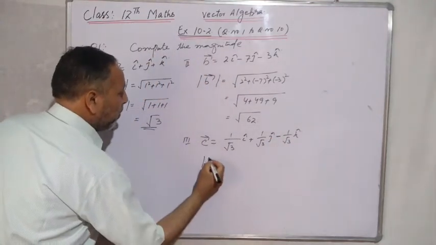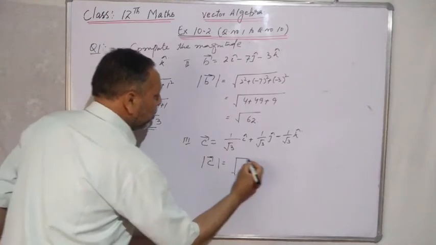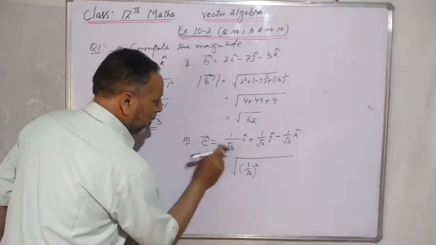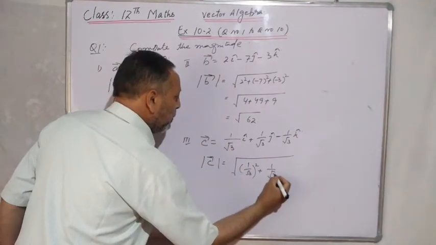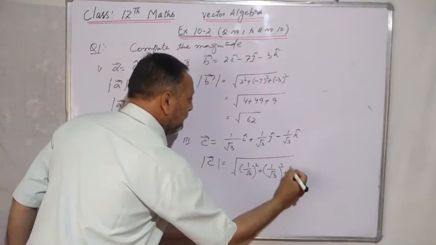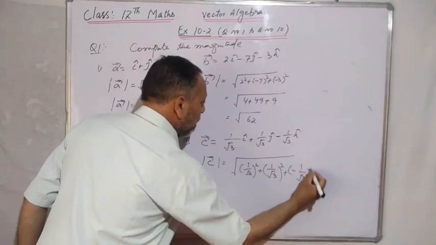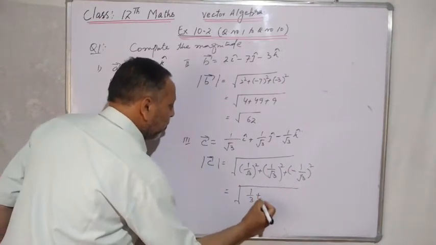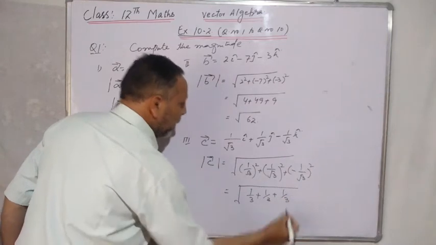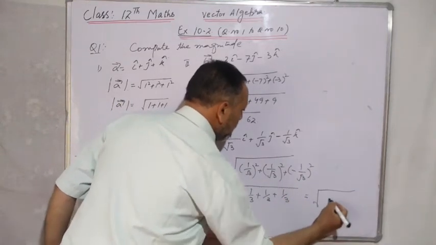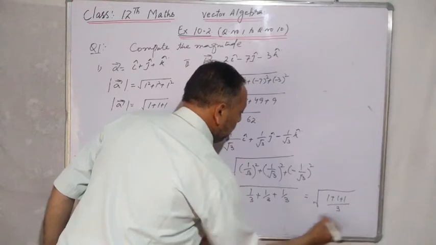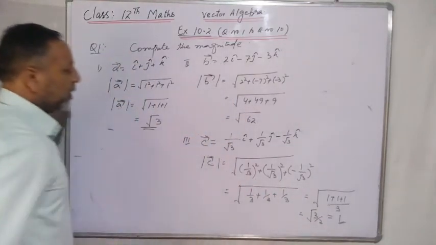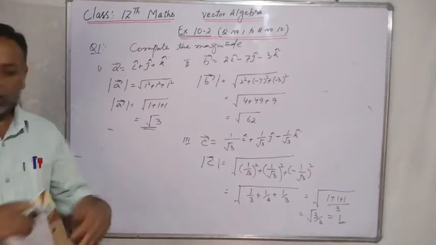Now find the magnitude of vector C. So it will be equal to under root of 1 by root 3 whole square plus 1 by root 3 whole square plus of minus 1 by root 3 whole square. It is equal to 1 by 3 plus 1 by 3 plus 1 by 3. So it is equal to under root of 1 plus 1 plus 1 by 3. It is root 3 by 3. That is equal to 1. Magnitude of vector C is equal to 1. Note it down. Let us move to question number 2.